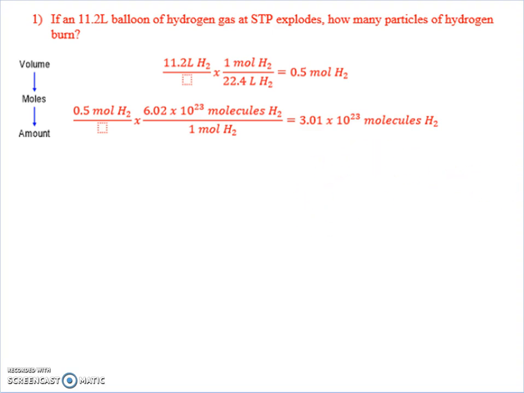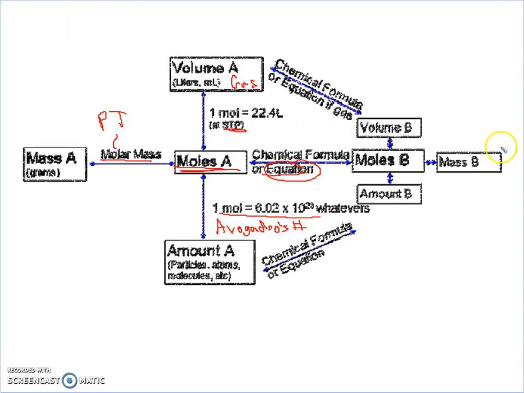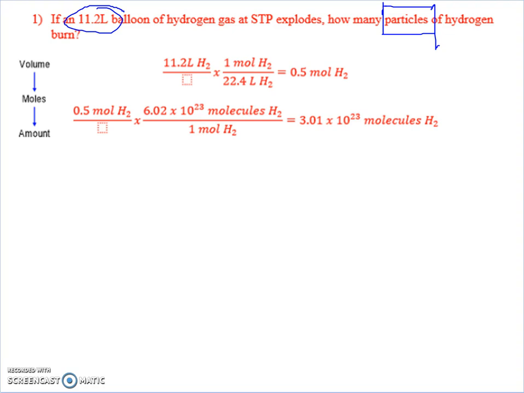Alright, let's look at these examples. If an 11.2 liter balloon of hydrogen gas at STP explodes, how many particles of hydrogen burn? They give us 11.2 liters, and we're looking for particles. It looks like they planned it out right here: volume, moles, amount. So I'm going to use 22.4 liters, and then Avogadro's number. Let's see if that's what they did.